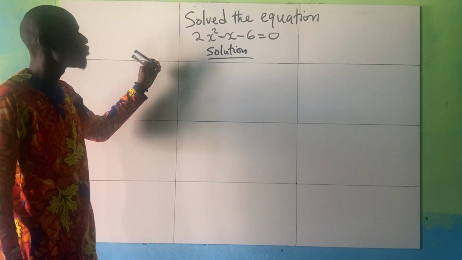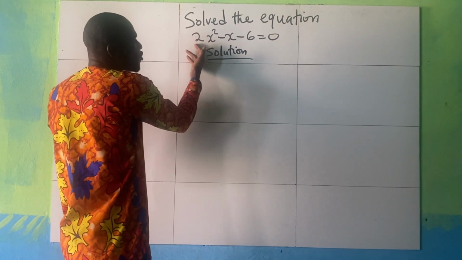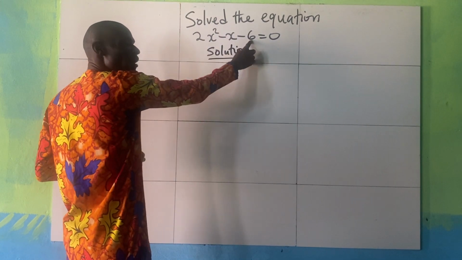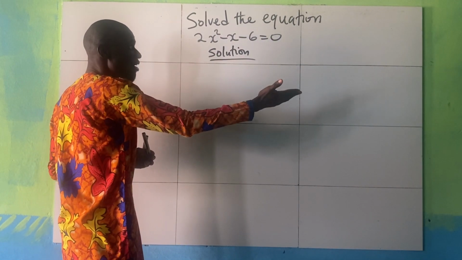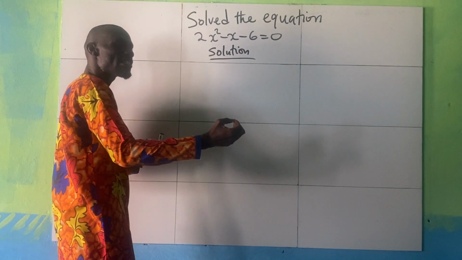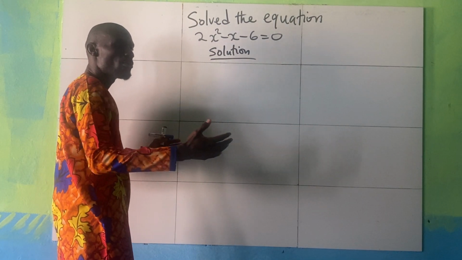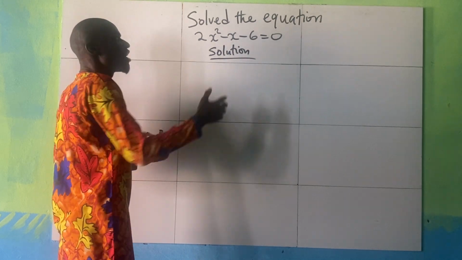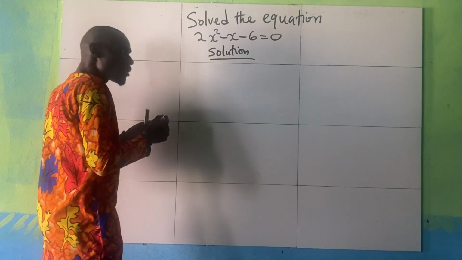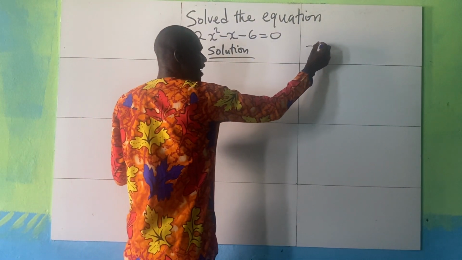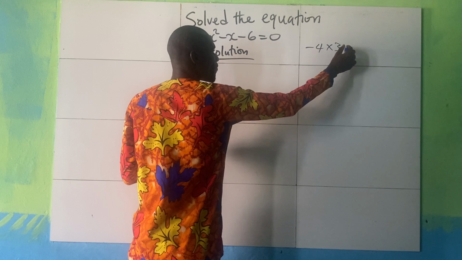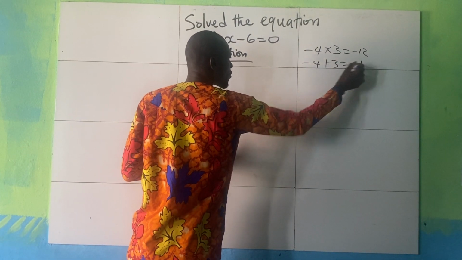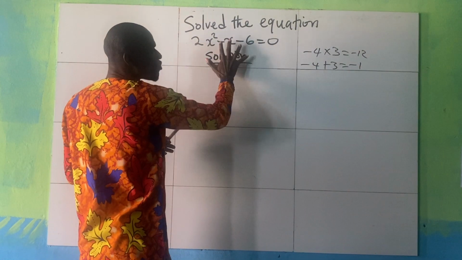So let us peruse. Now, looking at the question, what we are going to do is use this 2 to multiply -6 and it will give us -12. And we are going to look for two numbers that when we multiply them, both will give us -12, and when we sum them, it will give us -1. If we look critically, you will agree with me that -4 multiplied by 3 will give us -12, and -4 plus 3 will give us -1. So this suits this problem.